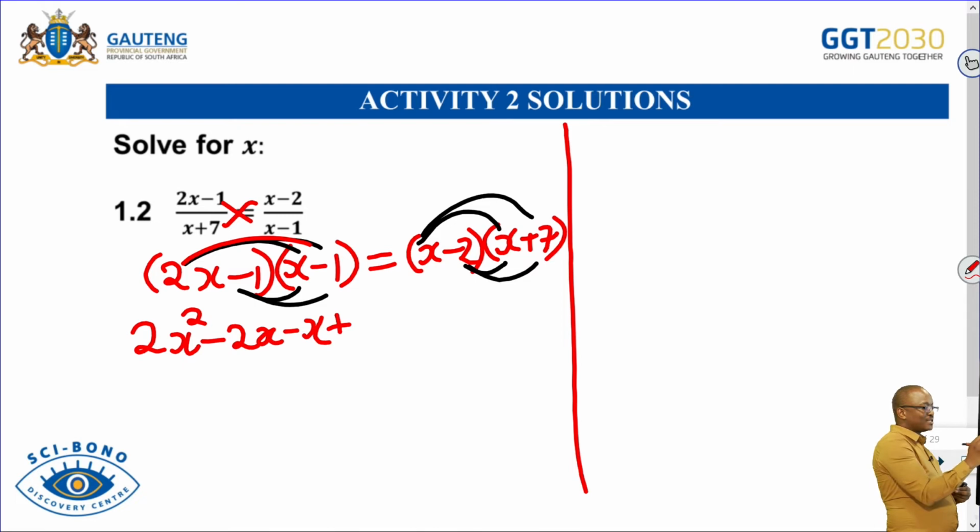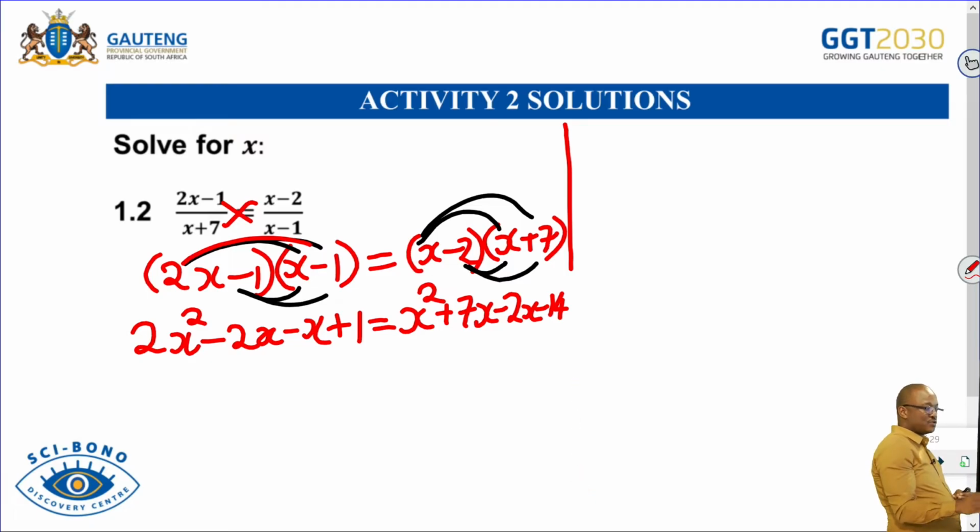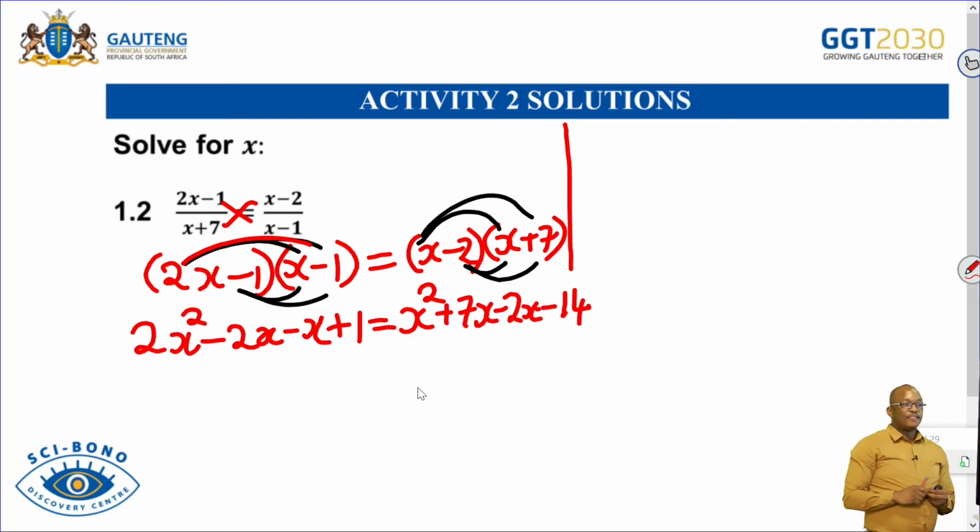Negative 1 multiplied by negative 1 is positive 1. Then on the other side, we're going to have x squared plus 7x minus 2x minus 14, because 7 multiplied by 2 gives you 14. You will get minus 14. Then from there, you will have to add the like terms.